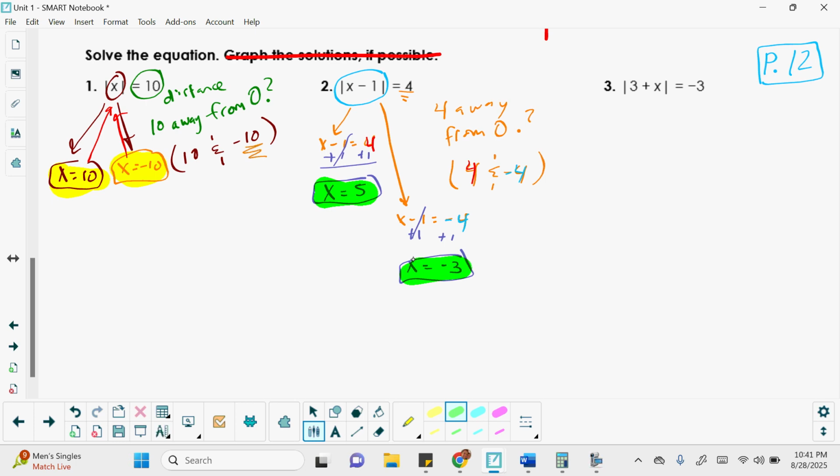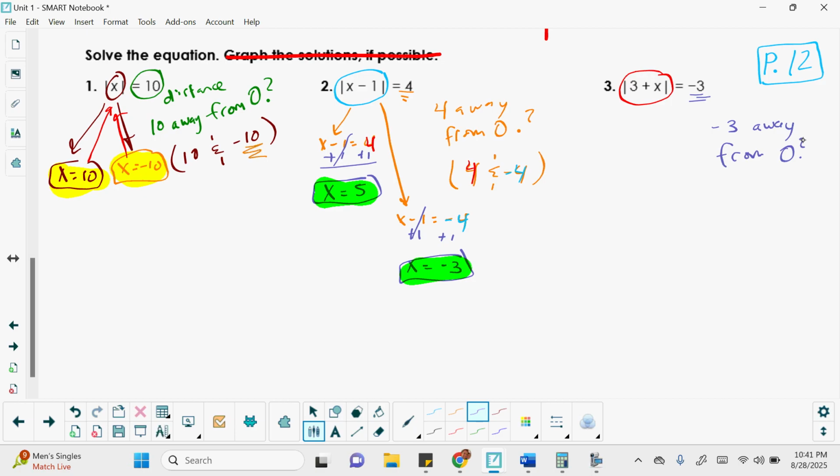All right, now let's go to problem number 3. Let's see what we remember from yesterday. First thing, let's check our absolute value. It's all alone. There's nothing being added, subtracted, or multiplied to it. So we say, all right, you ready? What two numbers are negative 3 away from 0?